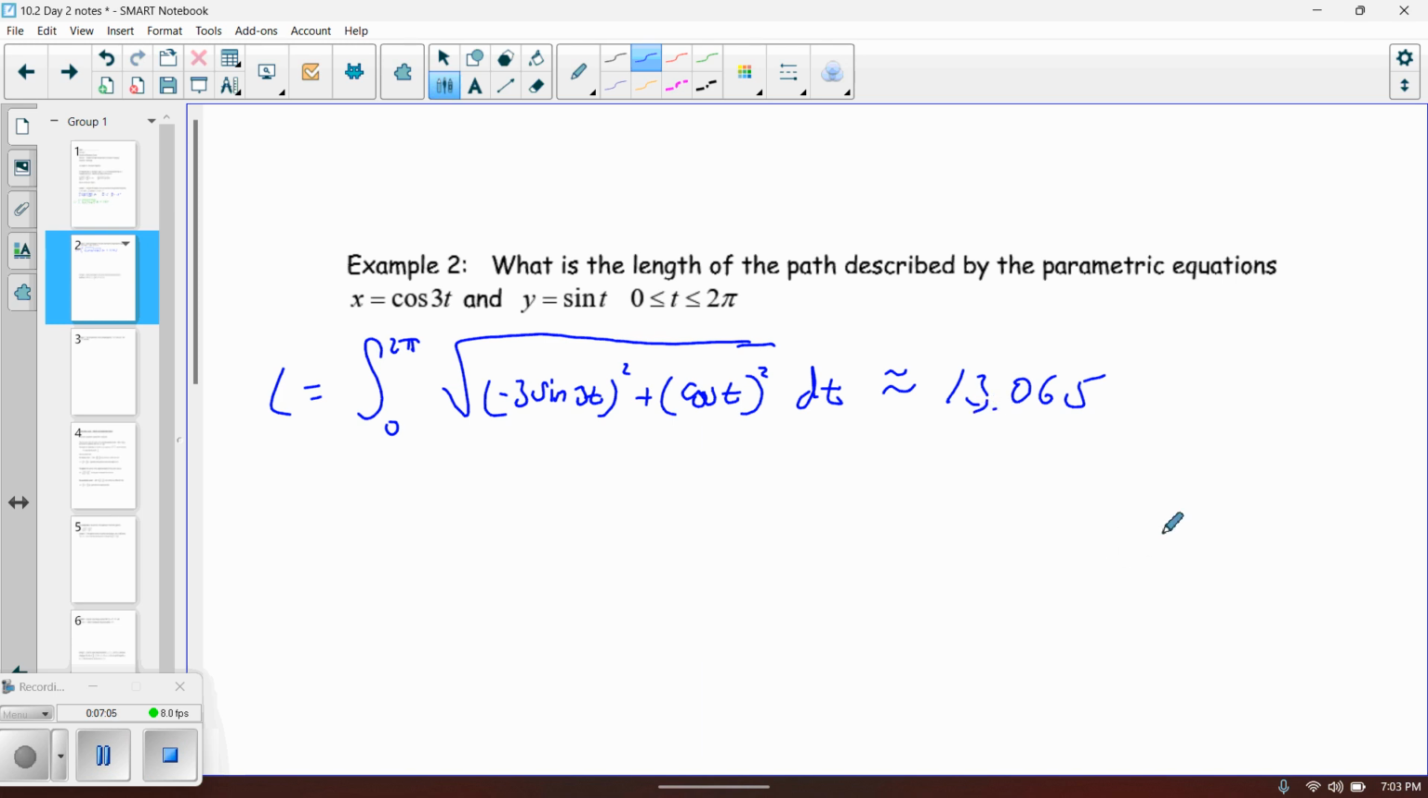All right, not much to it if you're allowed to use your calculator. Again, the hardest parts are going to be plugging the stuff in, finding the derivatives. Just don't make any silly mistakes. But other than that, not too difficult.